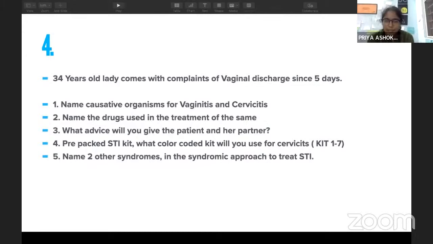Okay. And name other two syndromes in the syndromic approach. Not specifically names of syndromes, but rather some of the complaints with which they might come. The patient may also complain of inguinal pain or lower abdominal pain, like in PID. Okay, lower abdominal pain is there then. And there might also be an inguinal bubo. So okay, we have a kit for that also. Okay, I'll give you points.